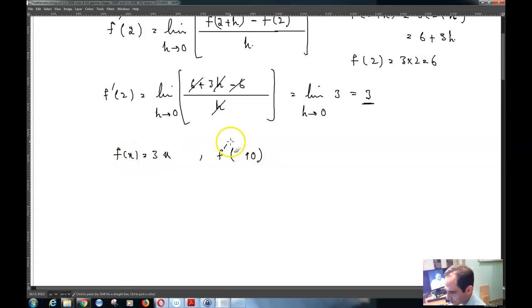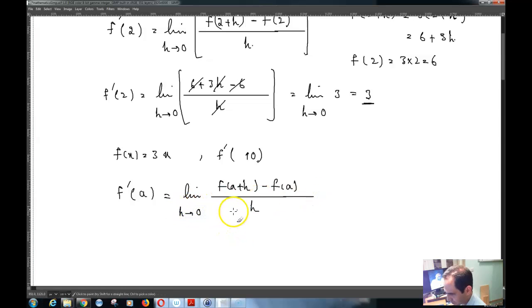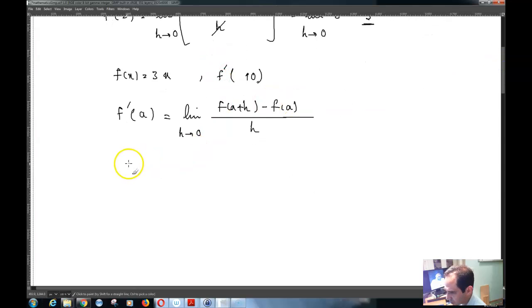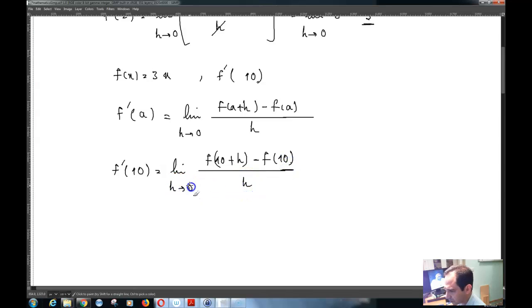The derivative of the same function at some other point, for example, not 2 but 10. The way you can do it is to write this again. We said that f prime of a is equal to the limit of f of a plus h minus f of a over h as h tends to 0. So again, you can write f prime of 10 is equal to the limit of f of 10 plus h minus f of 10 over h as h tends to 0.